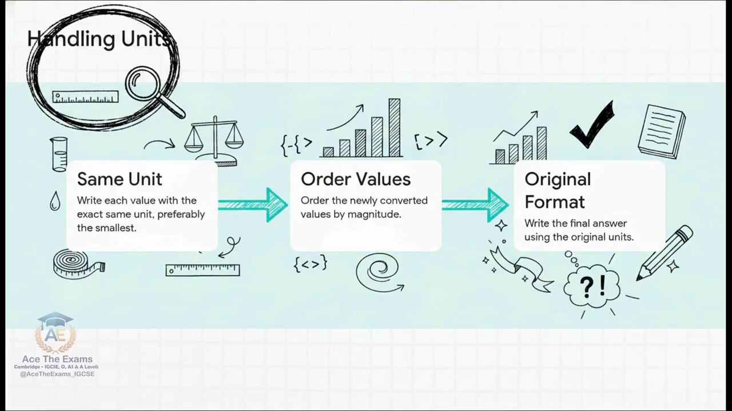Here is your bulletproof 3-step rule for handling metric units. Step 1. You need to write every single value using the exact same unit. And the absolute pro tip here, straight from the textbook, is to always use the smallest unit available to you. Why? Because it usually saves you from having to deal with messy, complicated decimals.